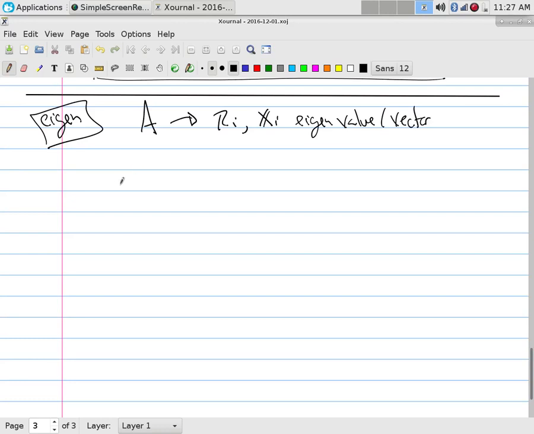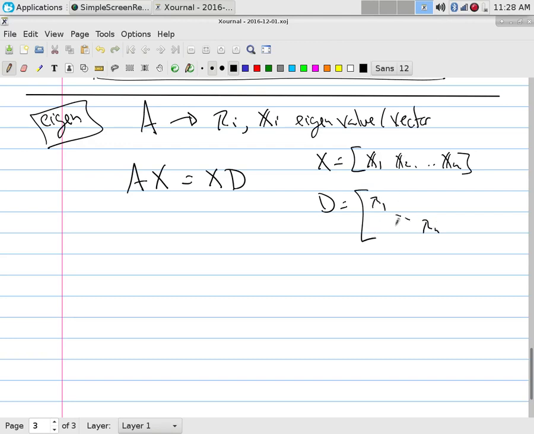We know that no matter what, this is always true. A times X is X times D, where X is just simply collecting all the x1, x2 up to xn, and then the D is just simply the eigenvalues lambda 1 down to lambda n in a diagonal matrix, right? No matter what, this is true, right?